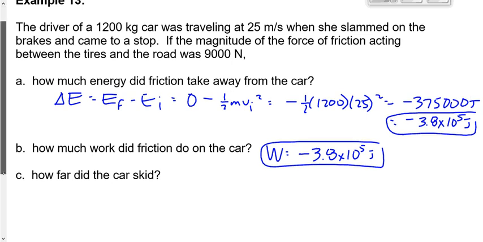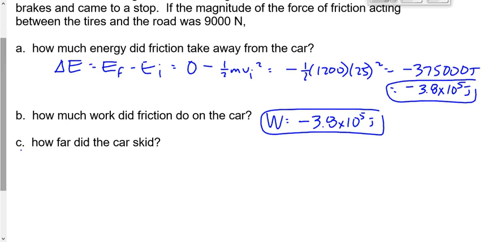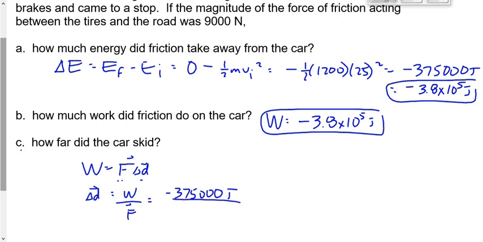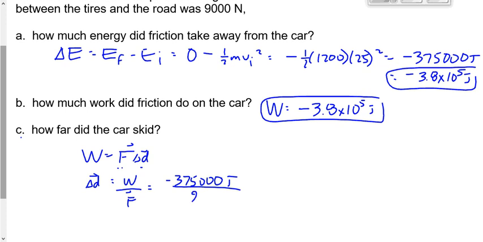Having said that, if I had done it the other way, I would already have the answer to C. I don't, so let's go back and say work is equal to F times D. Force and displacement are in the same direction, so I can do this. We're going to rearrange this, solve for D. I get work over F. The work, use the unrounded number, negative 375,000 joules divided by the force of 9,000 newtons. We do that, we should get a negative value. And it is 41.7, negative 42.